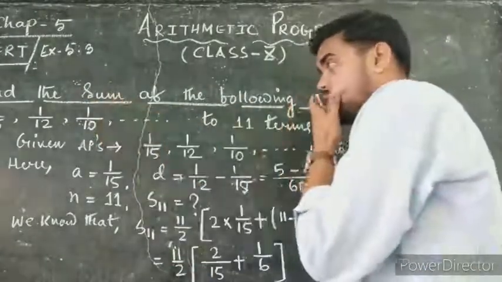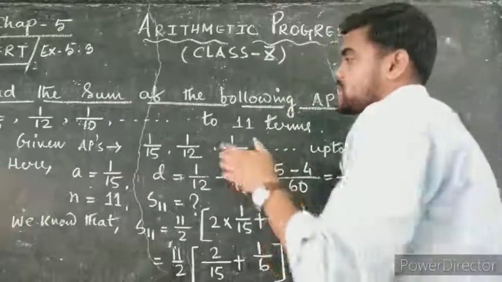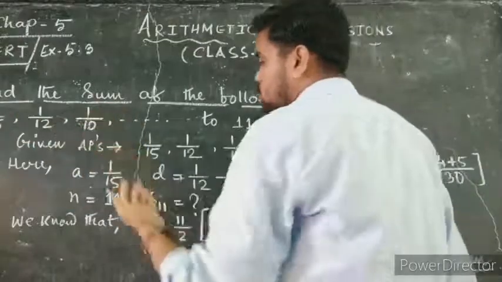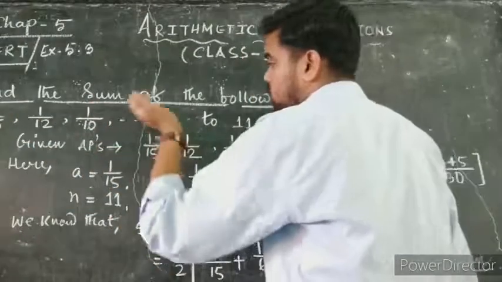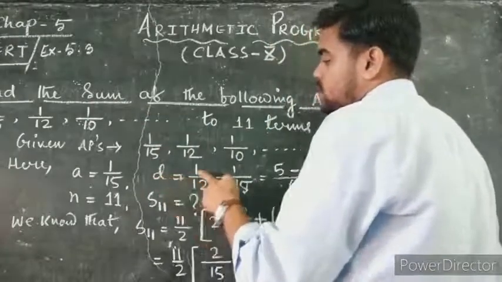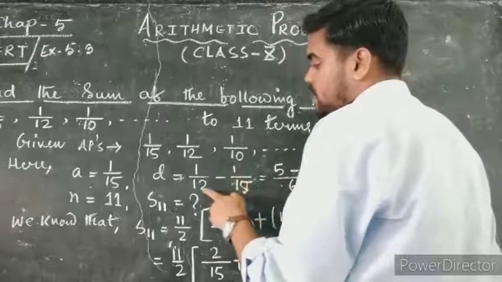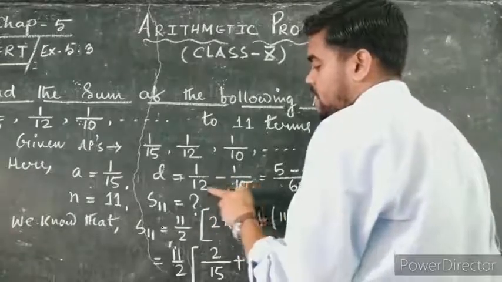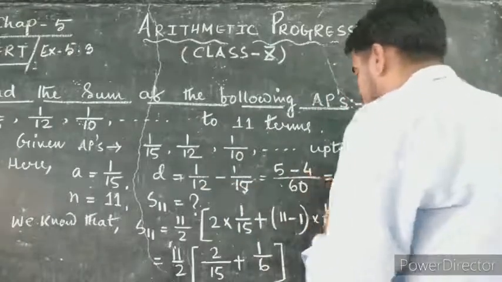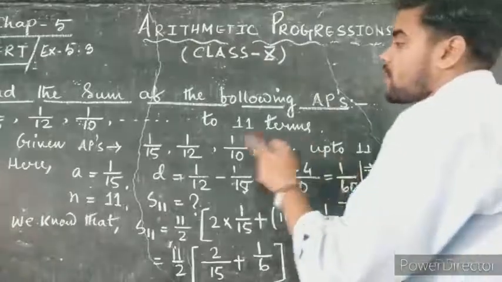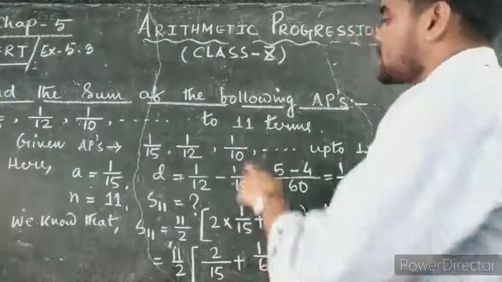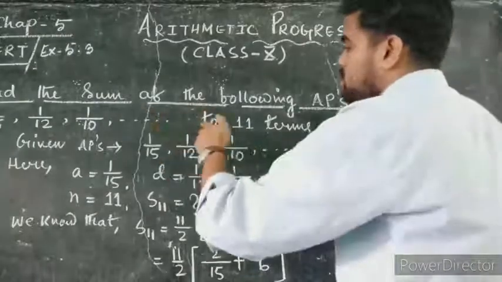So in this given AP series, what things are given? Same thing. The first term is given as 1 by 15, and the common difference we have to find out, because since it is a fraction, a little solving is needed. So see, common difference is 1 by 12 minus 1 by 15. The denominators 12 and 15, we take the LCM of 12 and 15, which is 60. So 5 minus 4, it is equal to 1 by 60. That means 1 by 60 is the common difference in this given AP series. The number of terms n equals what? It is 11, because this AP series is already given up to 11 terms.